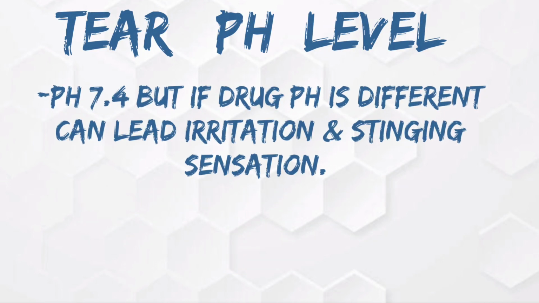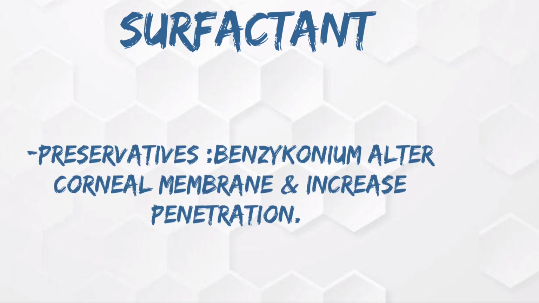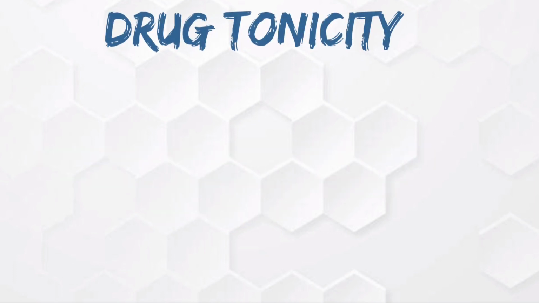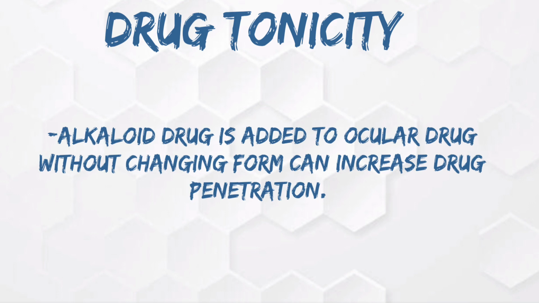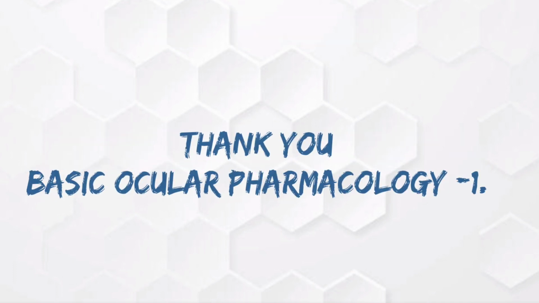Usually the pH of tears is 7.4, but if the drug pH is different from 7.4, it leads to irritation and a stinging sensation, which releases reflex tears. Surfactants and preservatives like benzalkonium can alter the cell membranes in the cornea and increase penetration. In drug tonicity, when an alcoholate drug is added to the ocular drug without changing the form, it can increase penetration. Thank you everyone for the basic ocular pharmacology part 1.